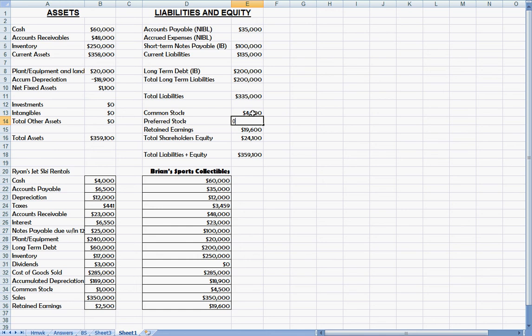So let's put in a 0 for our preferred stock, a 0 for our accrued expenses. Apparently we have none of those. Nothing in investments, nothing in intangibles. That gives us total assets of $359,100 compared to $359,100 of liabilities plus equity. So again, a success.